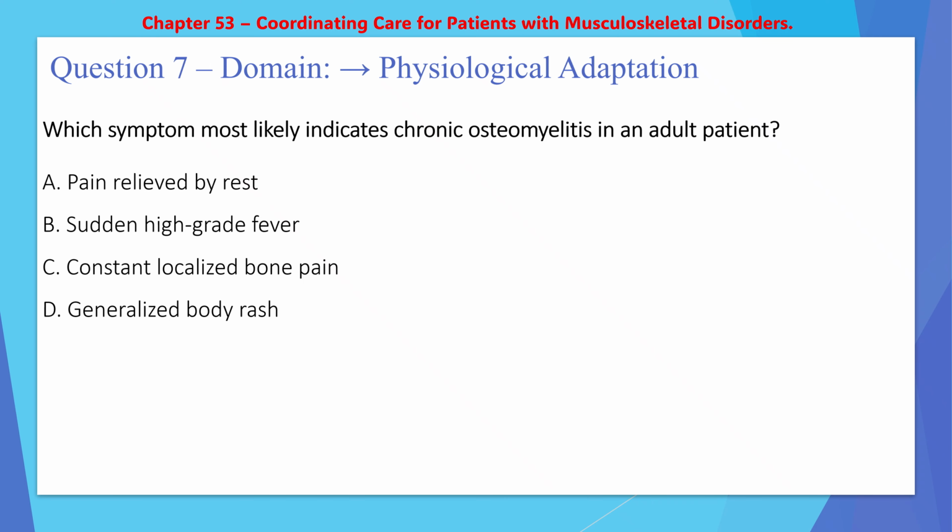Question 7, NCLEX domain, physiological adaptation. Here we talk about symptoms. Which symptom most likely indicates chronic osteomyelitis in an adult patient? Pain relieved by rest, sudden high-grade fever, constant localized bone pain, generalized body rash.